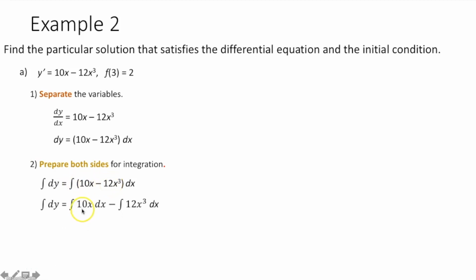Here, we can use the constant multiple rule and take that 10, move it out front, move the 12 out front, and now we are ready for integration. So we're going to integrate and add c. So here, the integral of x to the first is going to be x to the 1 plus 1 over 1 plus 1, or x squared over 2.